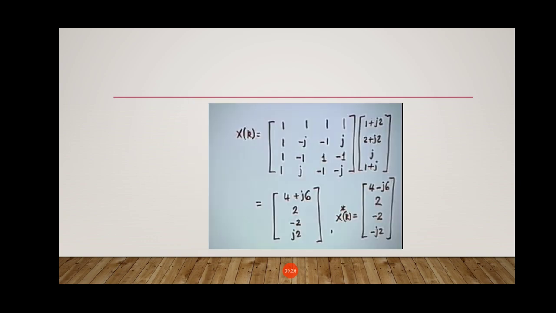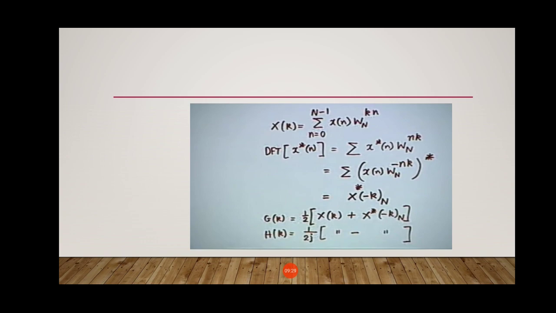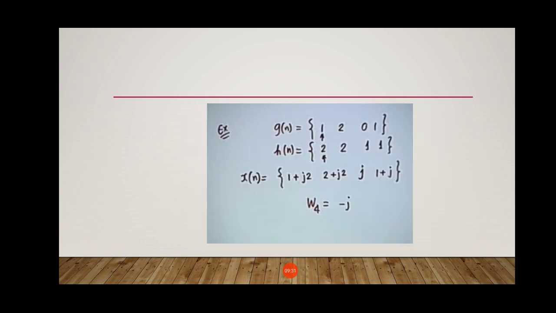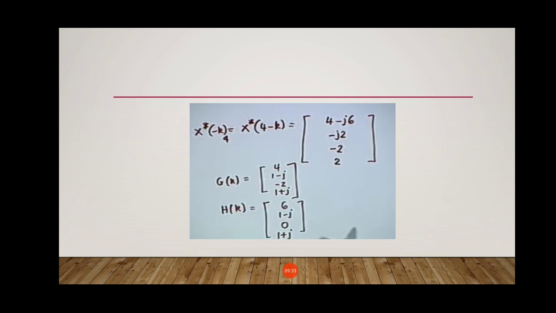So by this Gk and Hk formula, we can find out the Gk and Hk here, and we can match it with the previously found answer, which exactly matches the result. So here we have done two things. We have found out the DFT of two sequences by doing n-point DFT only one time, and also we have solved the DFT of a sequence using the dimension matrix method.